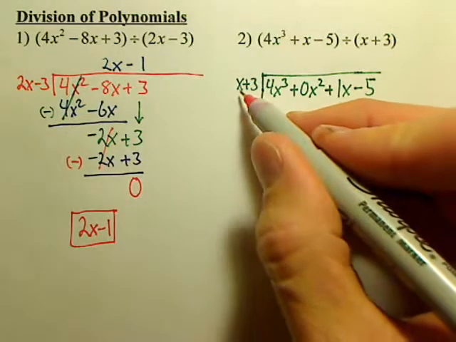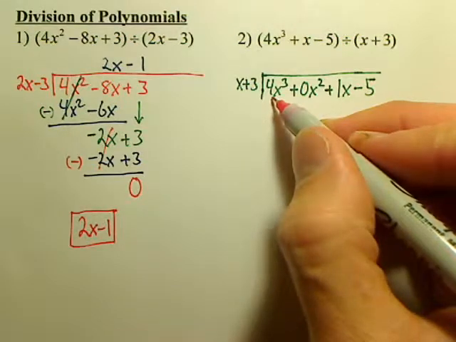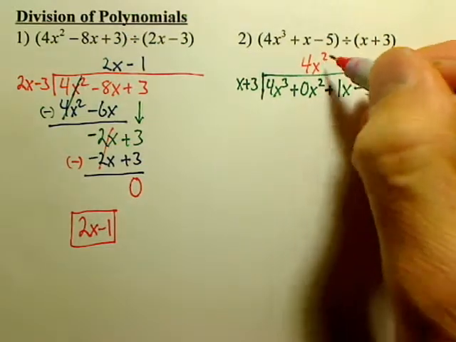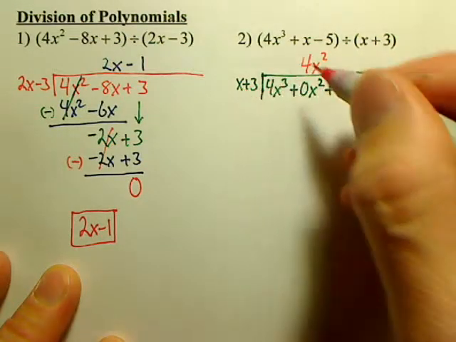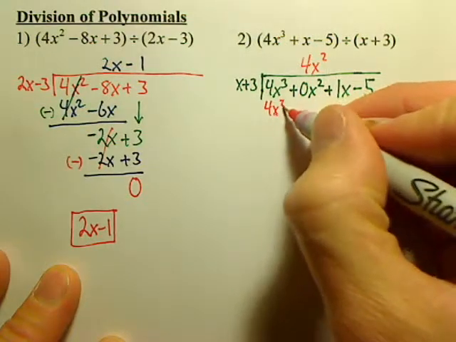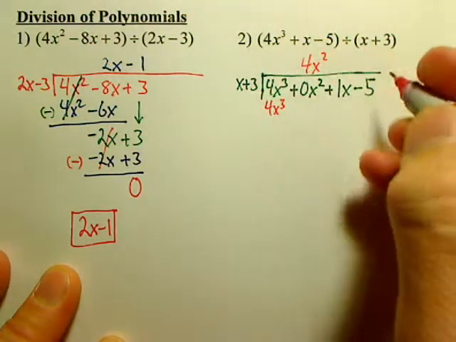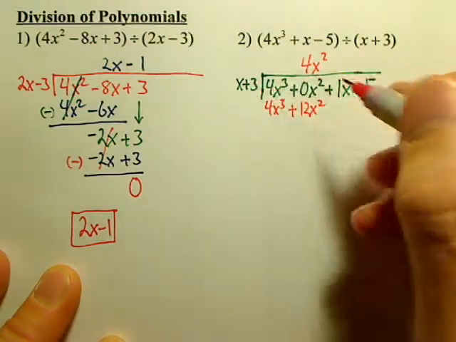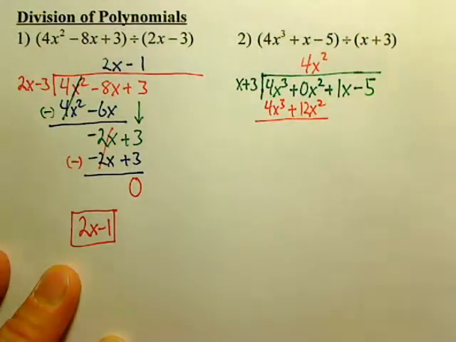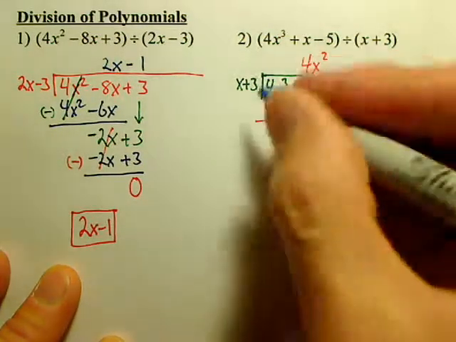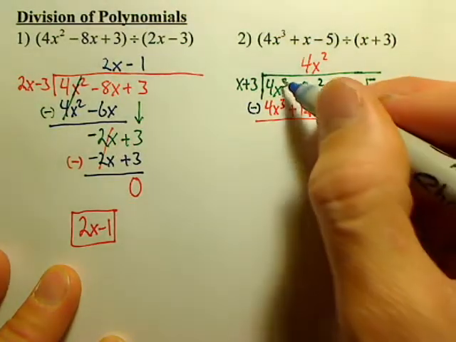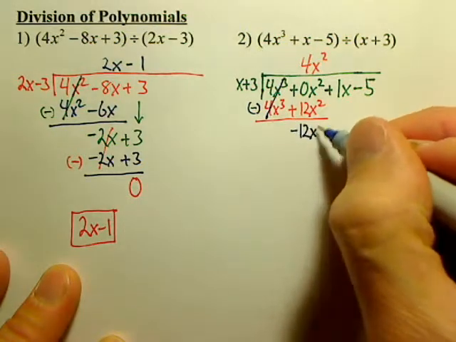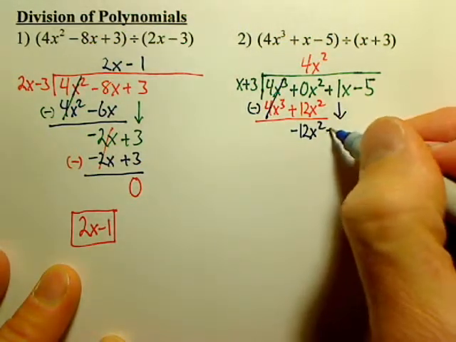Okay, now the question is, what times x gives you 4x cubed? I think about it for a second and go, okay, if I do 4x squared times x, would that give me 4x cubed? Why, yes, it would. And then 4x squared times 3 is 12x squared. Now I am going to subtract down. When I subtract down, these are gone. 0 minus 12 is negative 12x squared. And I got to bring down the 1x.